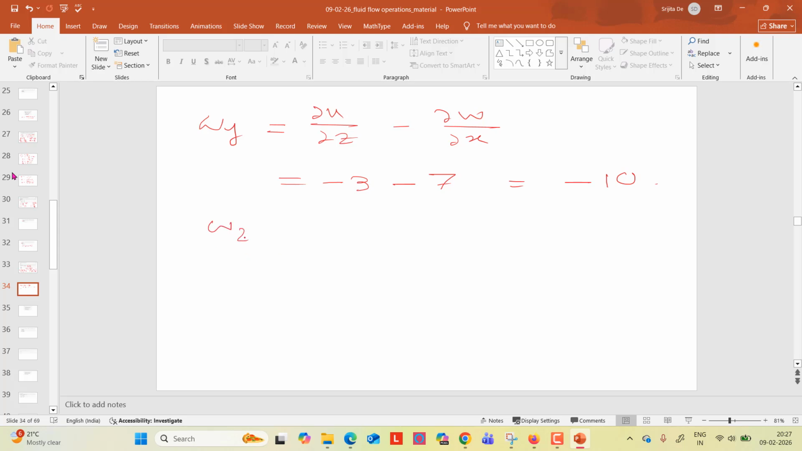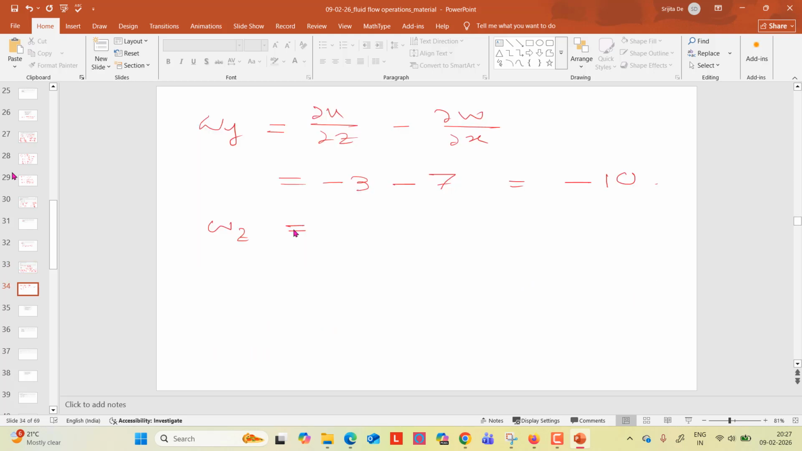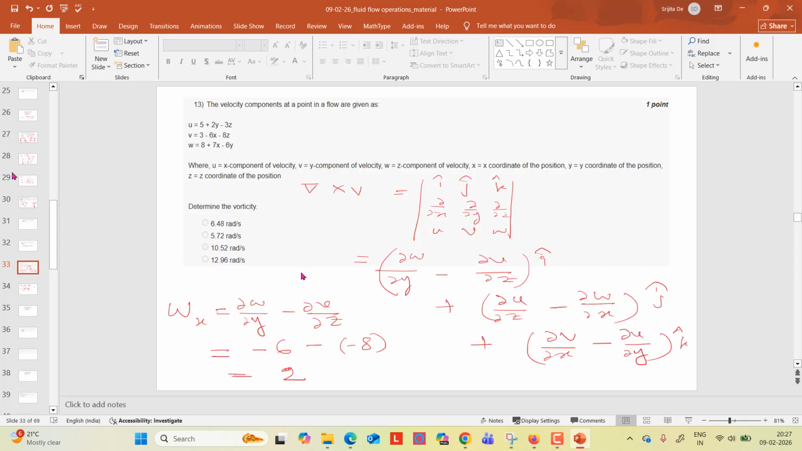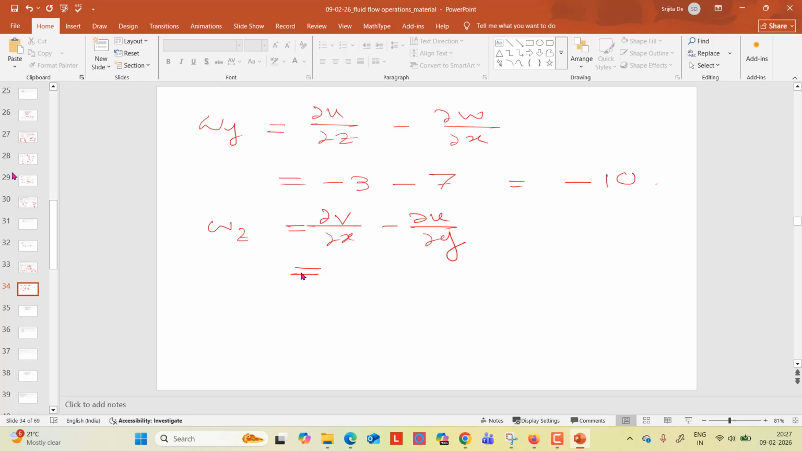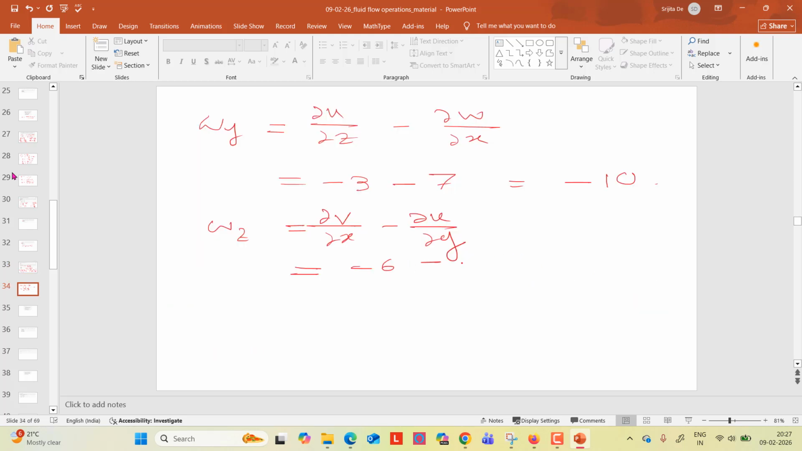And the z component is del v del x minus del u del y. Del v del x is 6, minus 6, minus del u del y means plus 2. So it is minus 8.